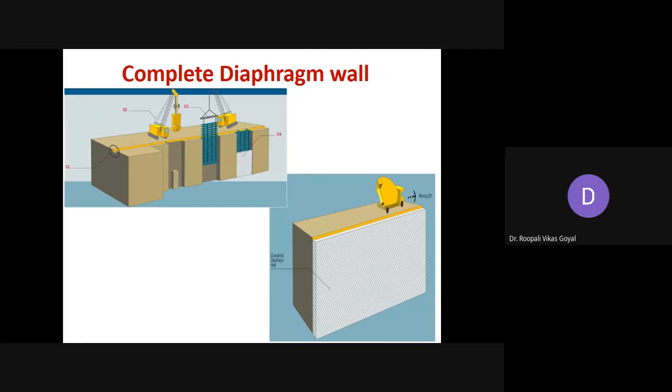Okay, so this is the successive panel method. At a certain distance you have to go for the excavation, keep the bentonite slurry, at the end you have to place the water stop, insert the cage reinforcement, and do concreting with the tremie pipe. Then at the end you may find this kind of wall, and here this shows the guide wall initially. Okay, so this is the complete figure of the diaphragm wall.